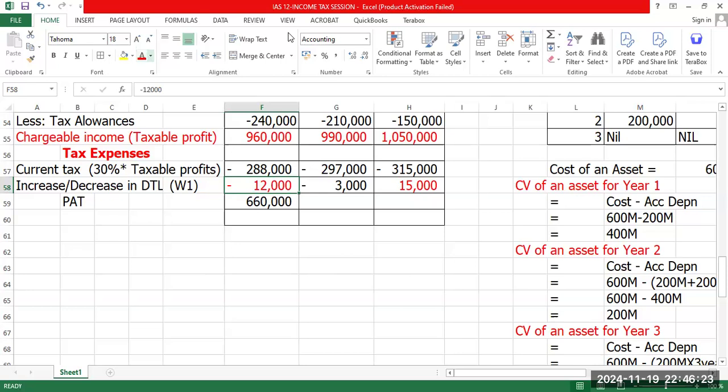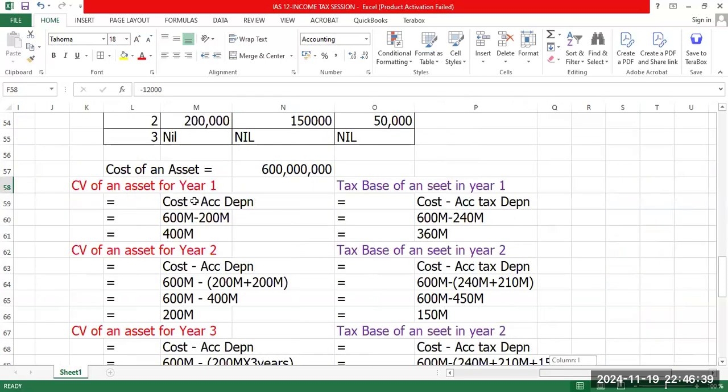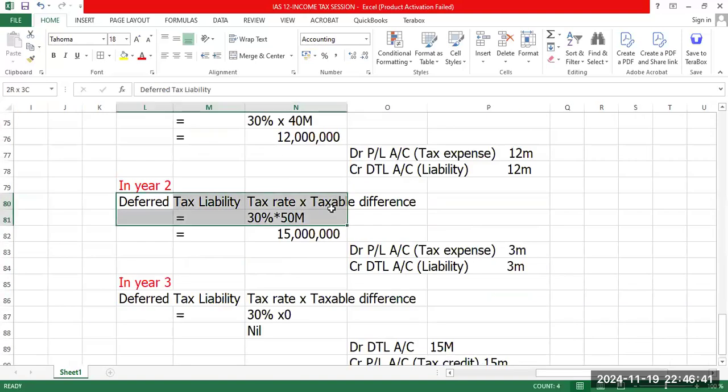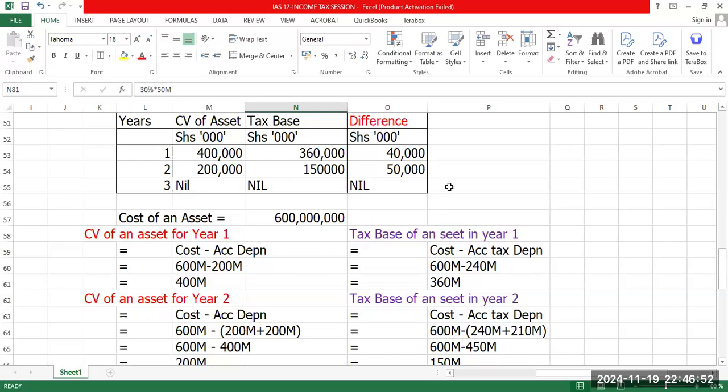Are you seeing where this 12 is coming from? Then in year 2, you also do the same. You first get a tax liability by getting 30% times the taxable difference. These are your differences here. These are taxable differences.